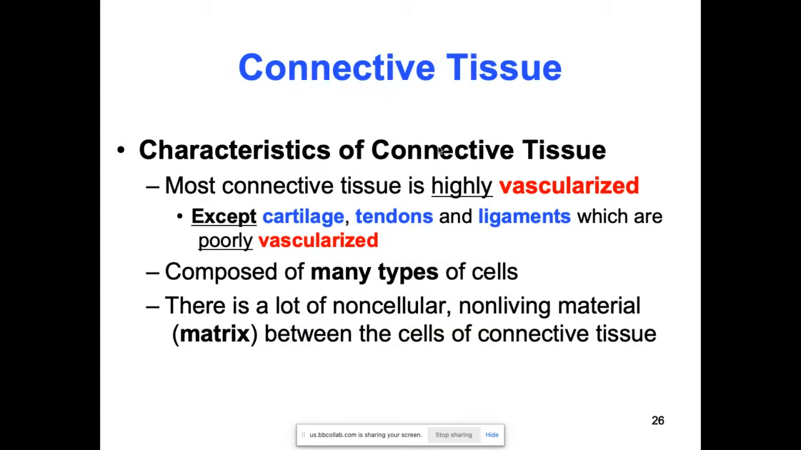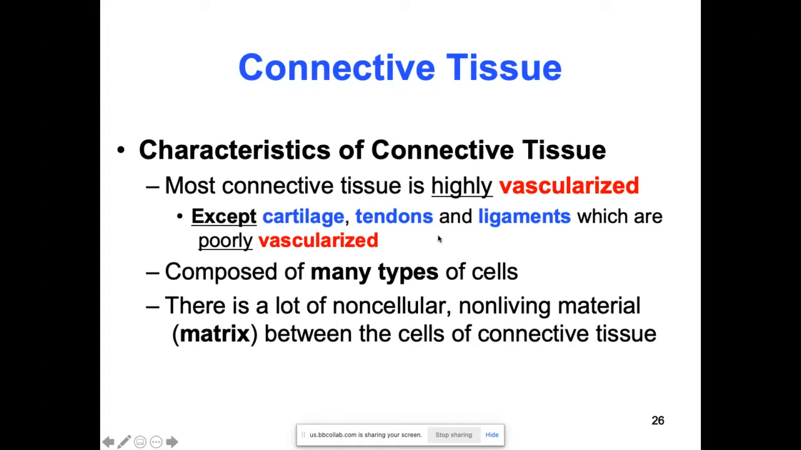Connective tissue is vascular, with the exception of cartilage, tendon, and ligaments. They have poor blood supply. Cartilage has the worst. Ligaments, probably second place. So you have first place, second place, third place, tendons, because muscles and tendons do have some blood supply. They're just not that great. Ligaments are worse, and the cartilage is the worst of all.